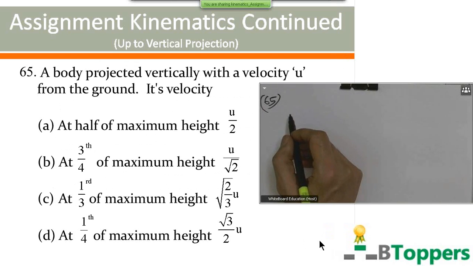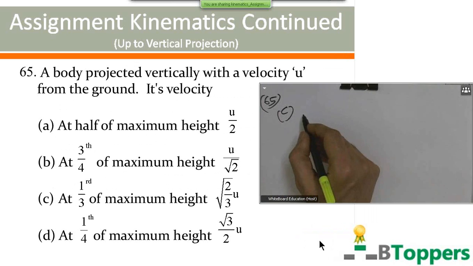We can directly conclude that the first two statements are wrong because we know that velocity becomes u by 2 at 3 by 4th of the maximum height. So it will not be u by 2 at half of the maximum height. So the first statement A is wrong. Now see statement B: at 3 by 4th of the maximum height, velocity is u by root 2. That is also wrong, because I have already discussed in the theory part that velocity becomes u by 2 at 3 by 4th of the maximum height.